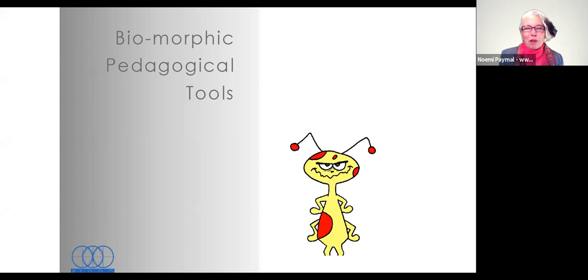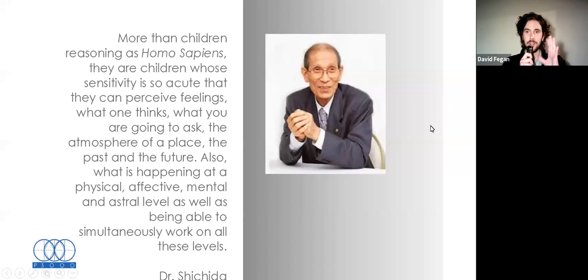We go straight now to biomorphic pedagogical tools. It's a big word. What's the meaning of biomorphic? Well, biomorphic was one of the later steps or tools that we were looking at, which is a little bit more advanced. Our friend Dr. Shishida, who you've met, Naomi, said more than children reasoning as Homo sapiens, they are children whose sensitivity is so acute that they can perceive feelings, what one thinks, what you are going to ask, the atmosphere of a place, the past and the future. Also, they can perceive what is happening at a physical, affective, mental, and astral level, as well as being able to simultaneously work on all these levels. So that's why we said it's a little bit more advanced, right?